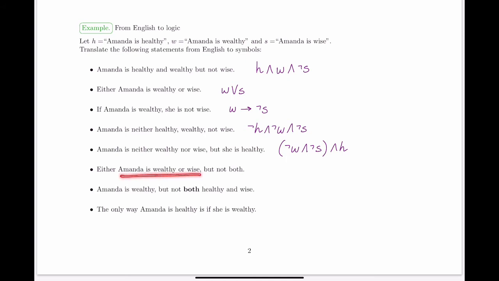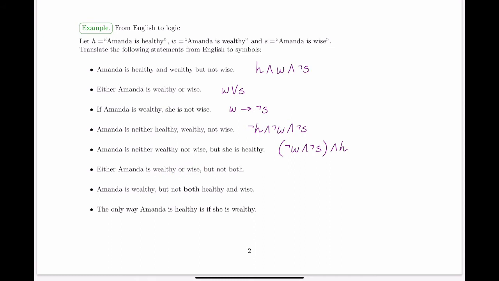Either Amanda is wealthy or wise, but not both. "Not both" is something we don't have the logical construct for, so we'll actually have to decompose this statement into parts that we're going to be able to write down. So what does it mean by not both? Let's say Amanda is wealthy. Then she has to be not wise because she can't be both. On the other hand, Amanda can be wise but not wealthy at the same time, because again, she can't be both. So once we have it broken down like that, it becomes a little bit easier to write down.